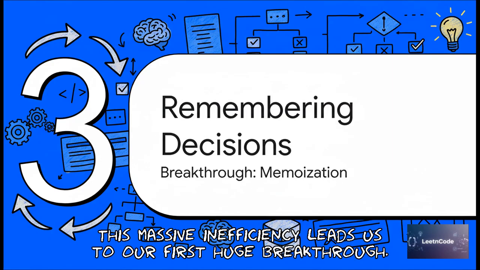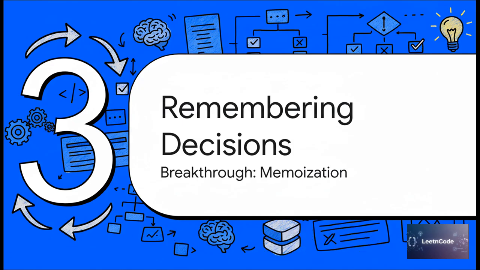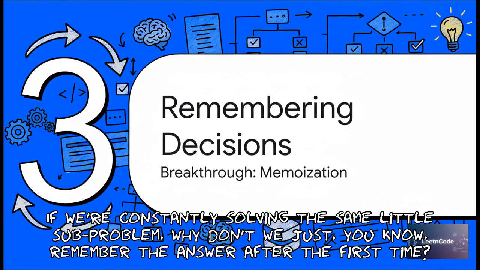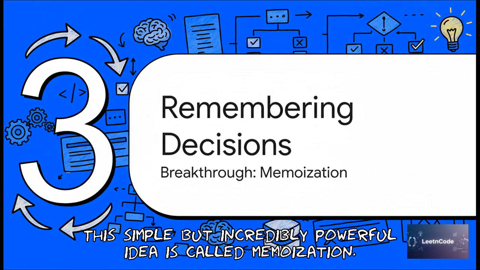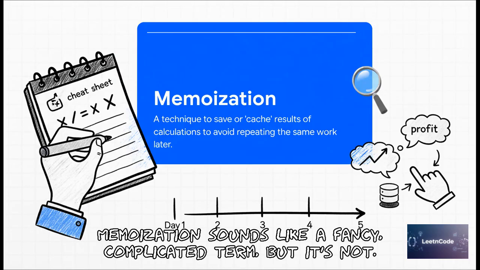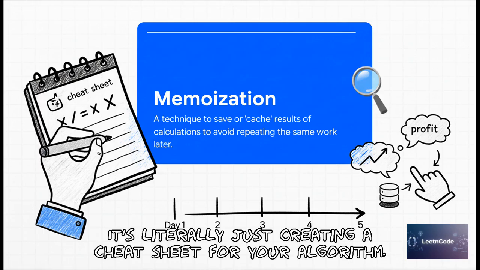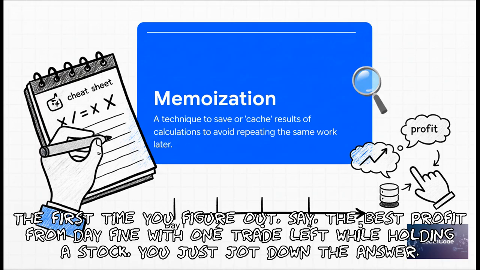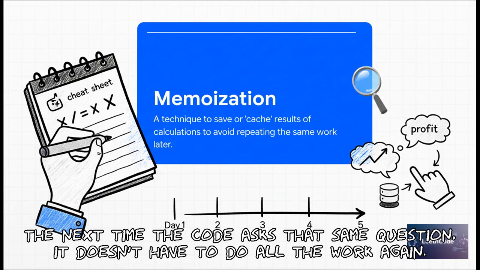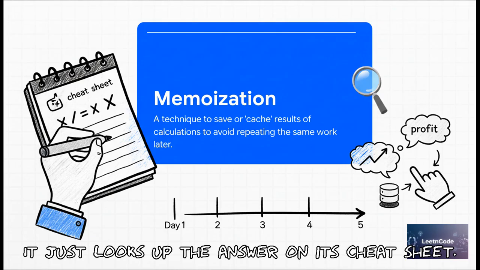This massive inefficiency leads us to our first huge breakthrough. If we're constantly solving the same little subproblem, why don't we just remember the answer after the first time? This simple but incredibly powerful idea is called memoization. Memoization sounds like a fancy, complicated term, but it's not. It's literally just creating a cheat sheet for your algorithm. The first time you figure out, say, the best profit from day 5 with 1 trade left while holding a stock, you just jot down the answer. The next time the code asks that same question, it doesn't have to do all the work again. It just looks up the answer on its cheat sheet.